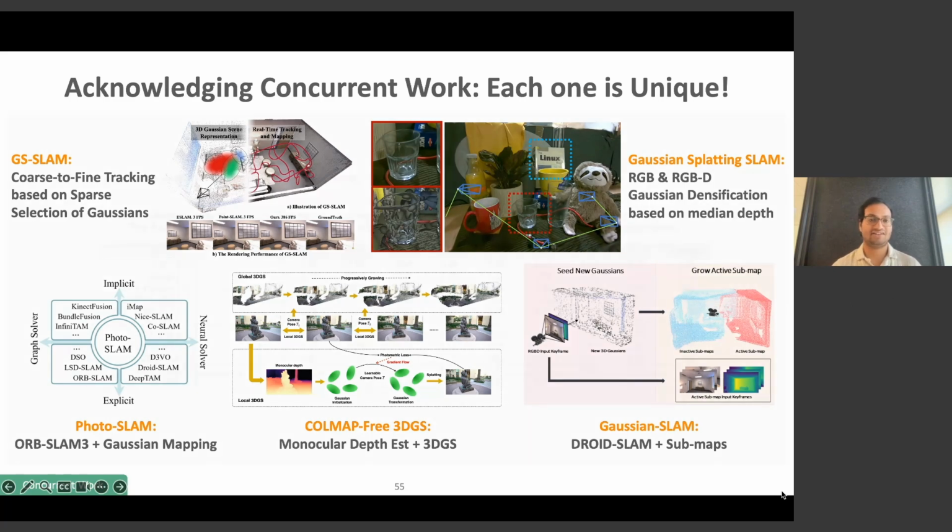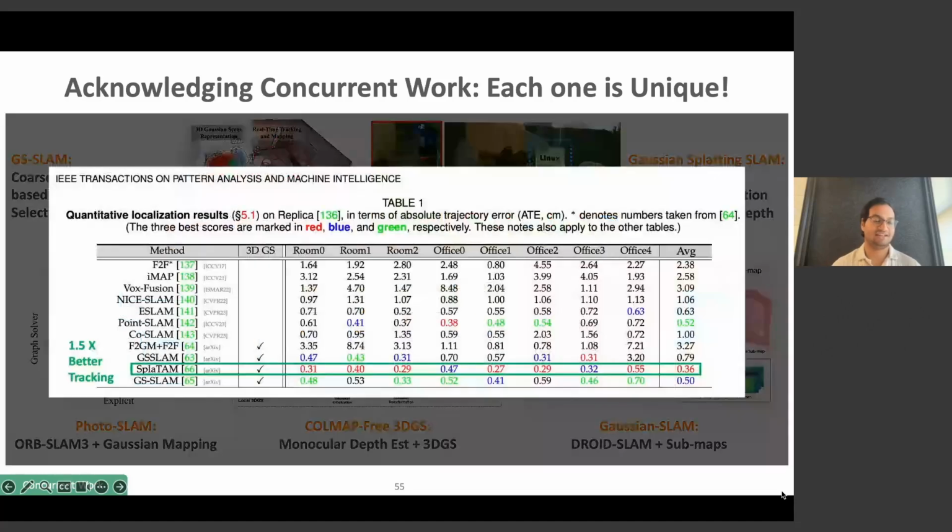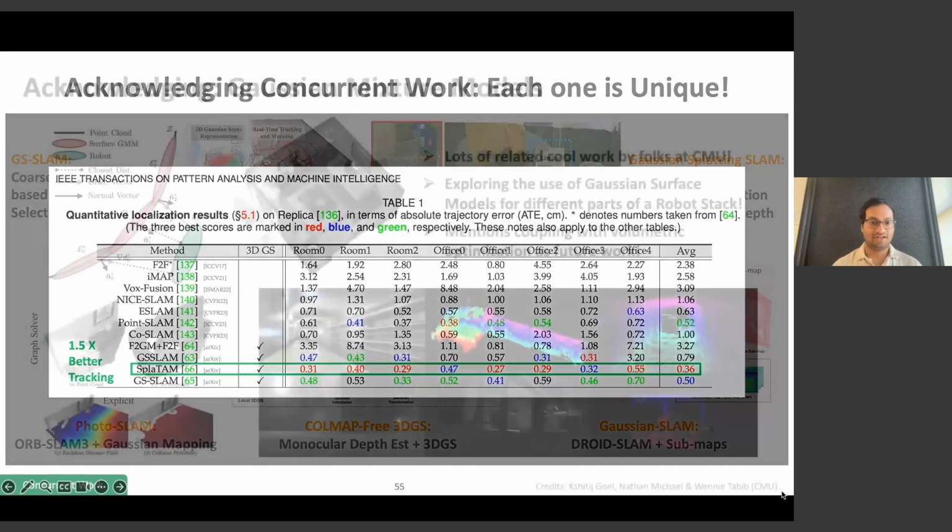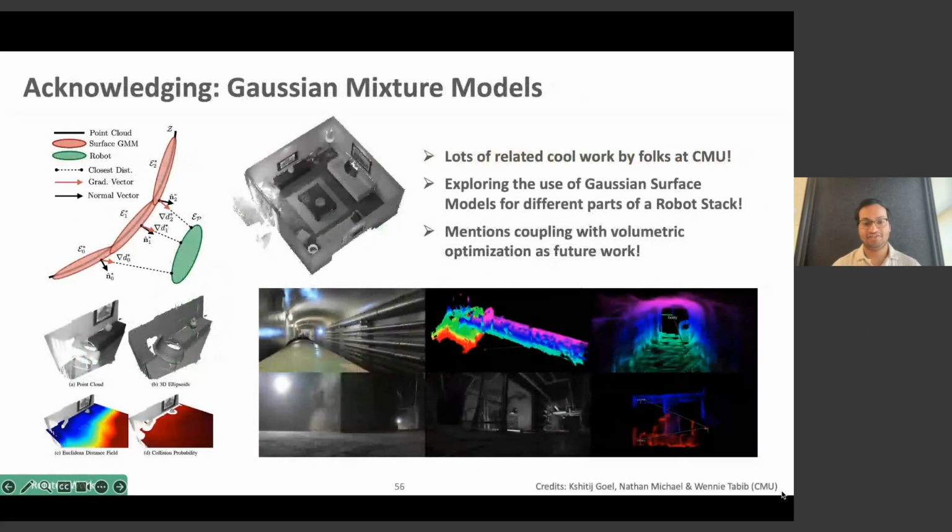And the really cool thing is that there was a survey paper a few months later which compared all of these methods in the same setting. And we found that our method actually has 1.5 times better camera tracking compared to the closest Gaussian splatting based SLAM method.